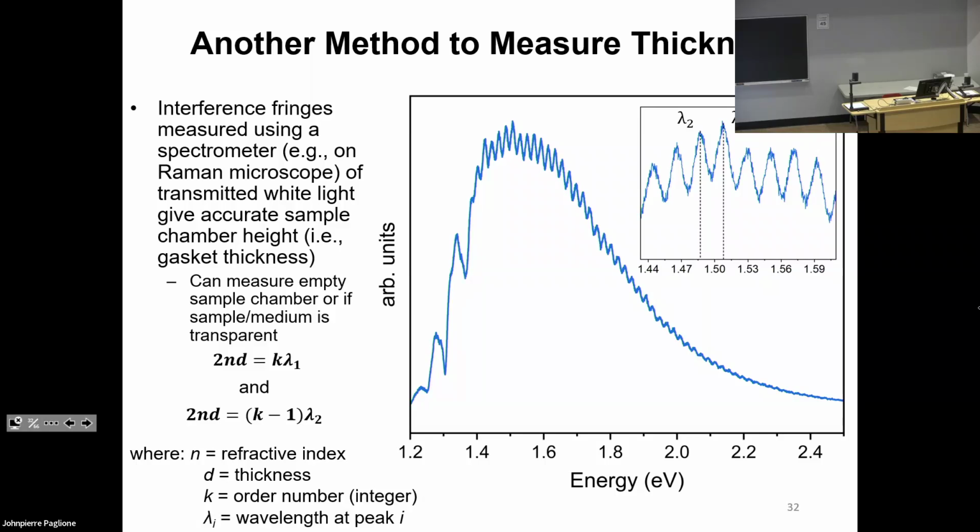Then you can just use those interference fringes and these equations here to really precisely determine the thickness of your gasket. And that's even a trick you could use if your sample itself is transparent or translucent and you want to monitor the thickness of your sample throughout a pressure experiment, for example. Maybe you care about conductivity and therefore you need to know what the thickness of your sample pellet is or something like that. This would be a method to do that all throughout your experiment.